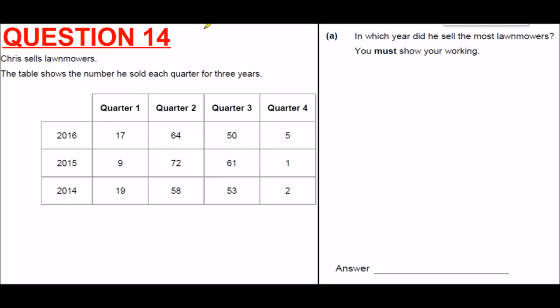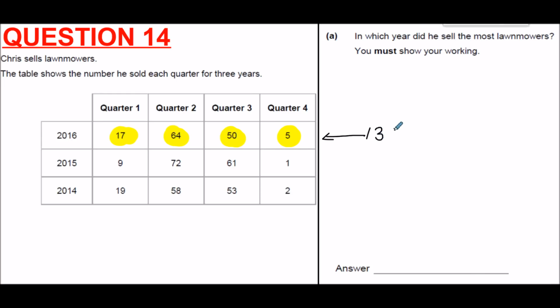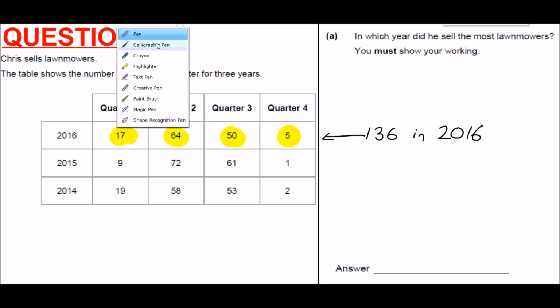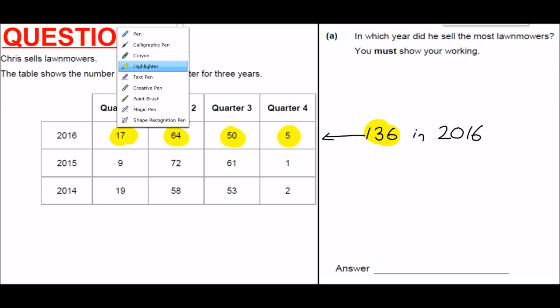And so we're told information about 3 different years. For 2016, he sold 17 plus 64 plus 50 plus 5. So if you add up all these for 2016, it comes to 136. So he sold 136 lawnmowers in 2016. Our working evidence is shown by us just getting the correct total, so just adding them all together.